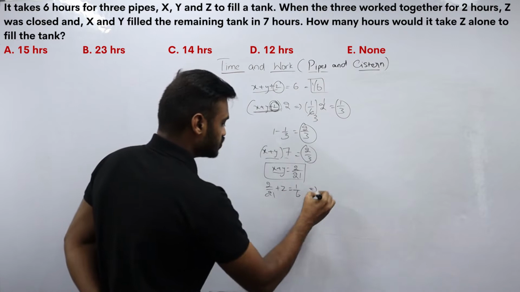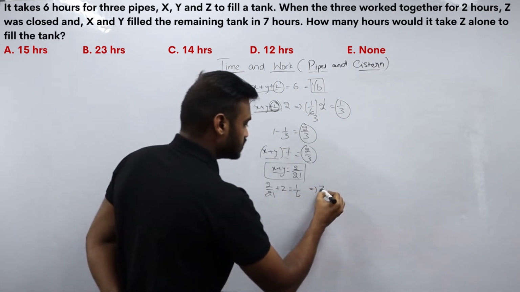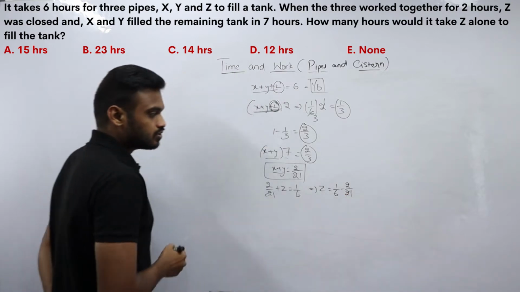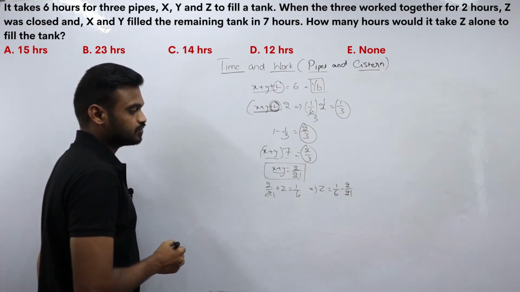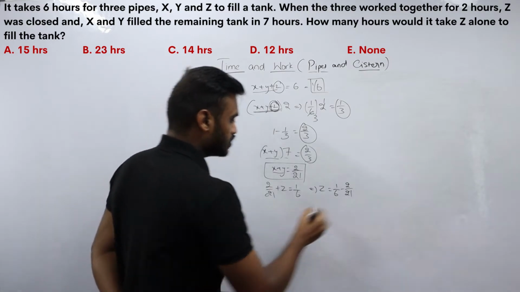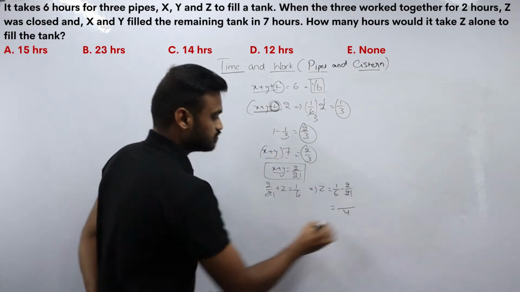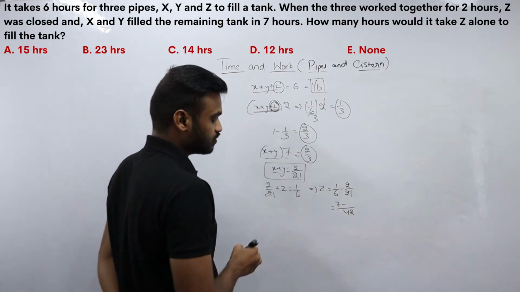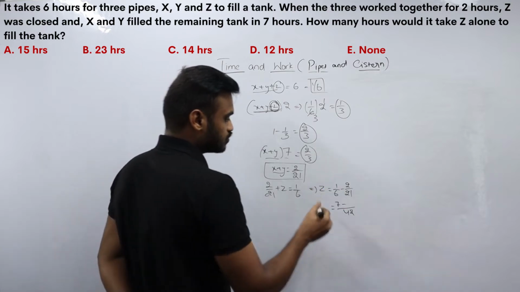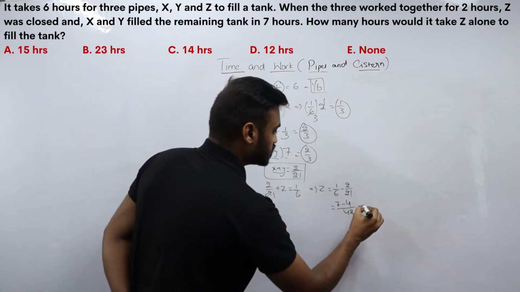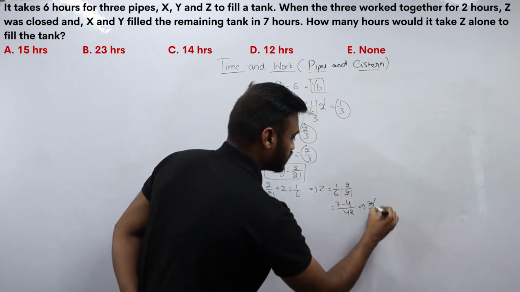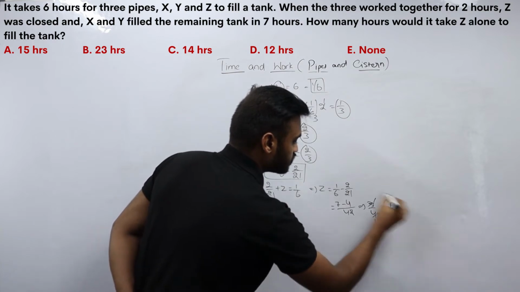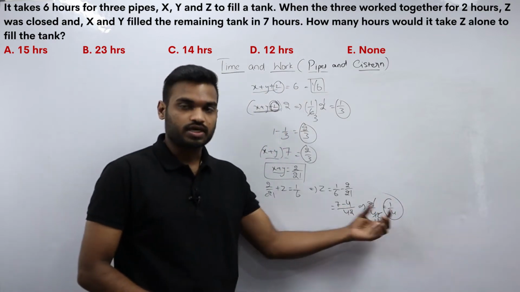Now if I send this 2 by 21 to the right hand side, I will get Z equal to 1 by 6 minus 2 by 21. The LCM of 6 and 21: 21 into 2 is 42, and 42 is divisible by 6. So the LCM will be 42. 1 by 6 into 42 is 7, minus 2 by 21 into 42, 2 by 21 into 42 is 4. So 7 minus 4 by 42, so we will get 3 by 42. 3 ones are 3 and 3 fours are 12, so 1 by 14.